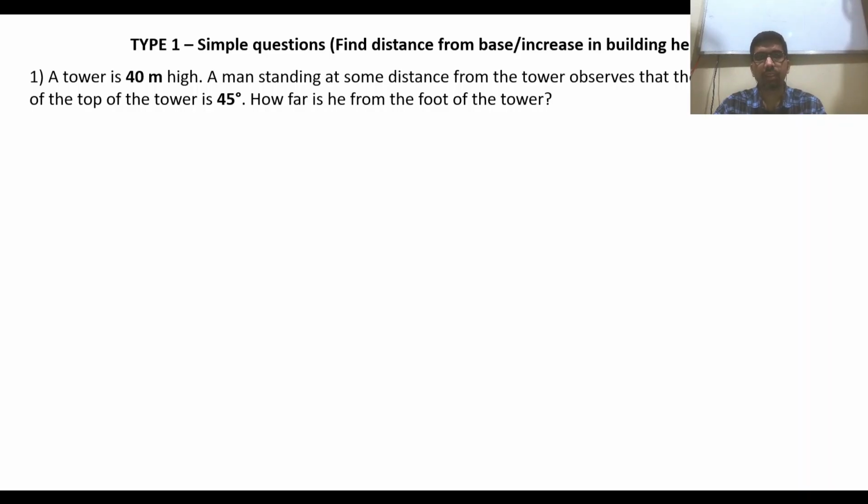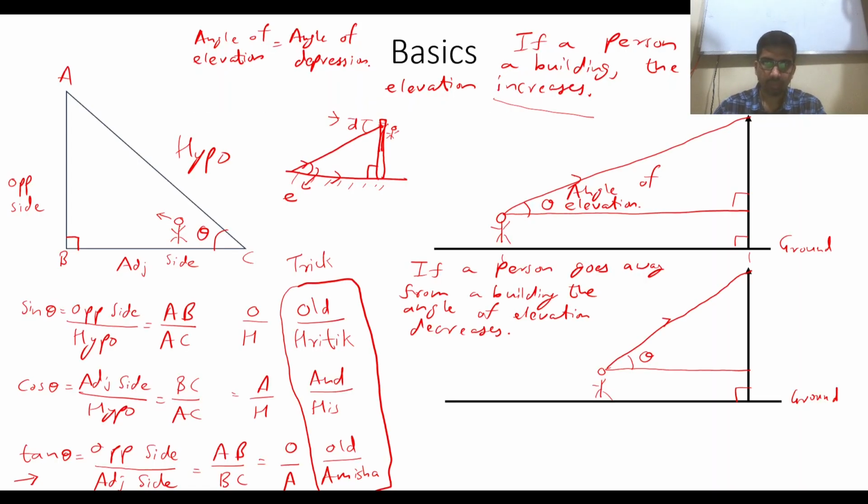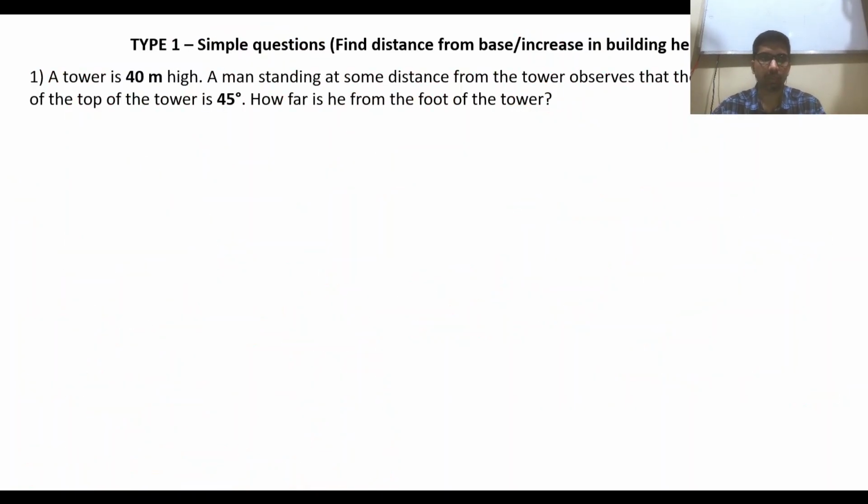So in type 1 questions, they will always ask to find distance from the base or increase in building height. So they will ask you to find the adjacent side over here or distance from the building to a person. So this is the kind of questions in type 1. And there's one trick, always remember, wherever possible, draw a diagram. In any math chapter, wherever possible, draw a diagram. Why? Because that will make the question clear and it will be easy for you also to solve the question.